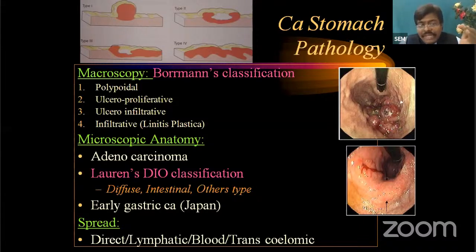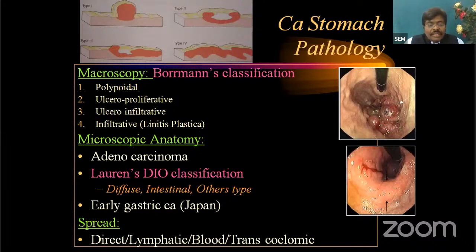So linitis plastica, if the examiner asks the word in the viva, you have to immediately tell it is an infiltrative type of cancer stomach. It is a poorly differentiated cancer stomach. It is advanced cancer. Linitis plastica. All this will come to your mind. Okay, so that's the way you have to understand. Microscopically, if you see under microscopy, it is all glandular pattern. Adenocarcinoma, that is, it can be high grade, poorly differentiated or moderately differentiated.